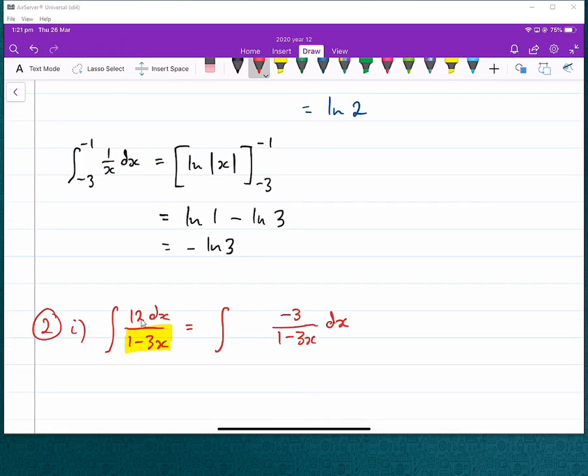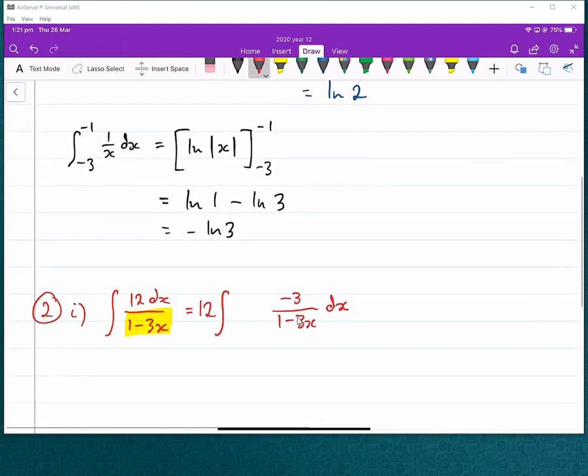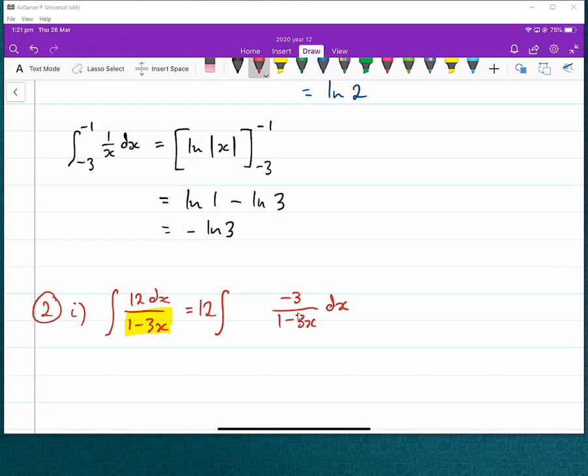So what do we have? We currently have 12. I can bring that out the front, because it's a constant term. And because I've multiplied this by -3, I've changed the question, so I will have to make it so I am also timesing this by -1/3.